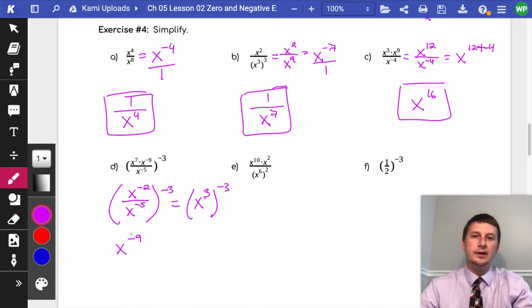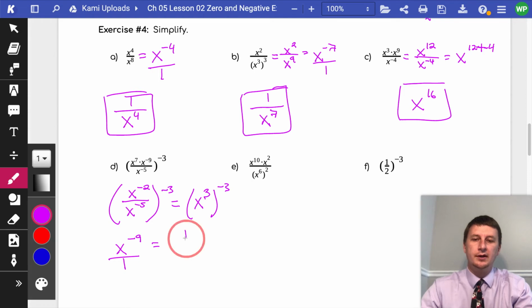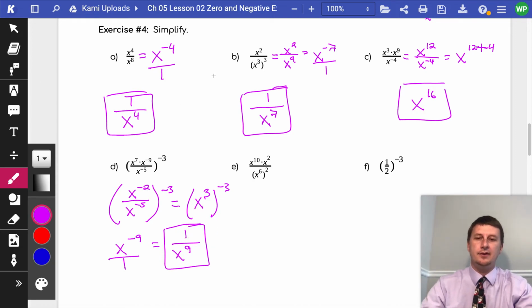Again, you don't want to leave your answer as a negative exponent, so that would be the same as the reciprocal, because this is really over 1. So the reciprocal, and then you make the power positive. So 1 over x to the positive 9th right there.